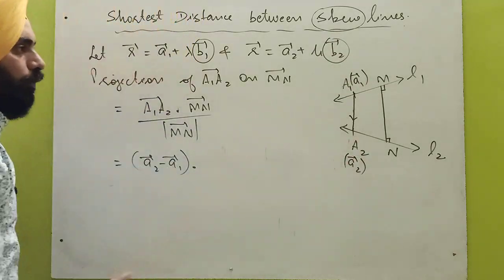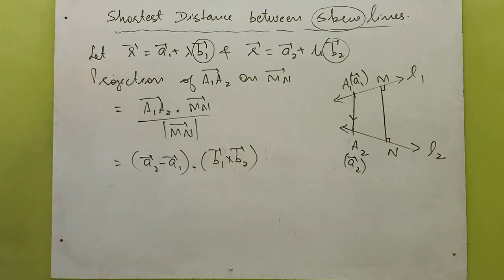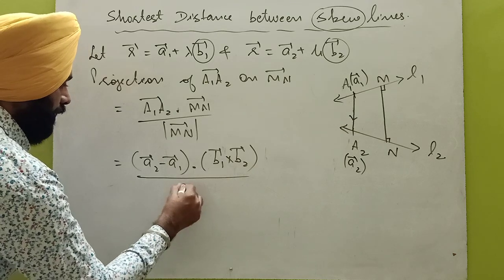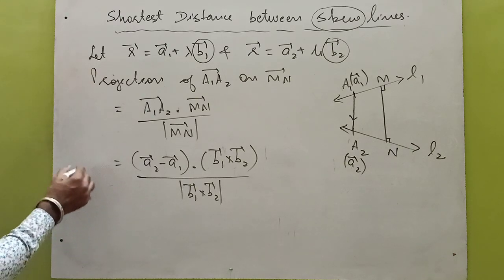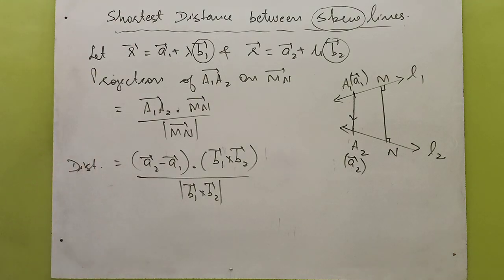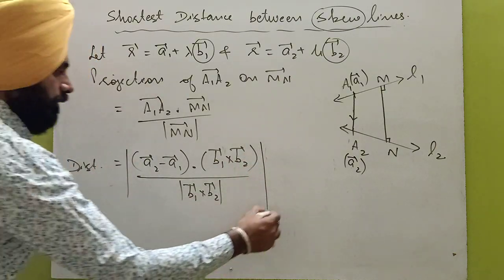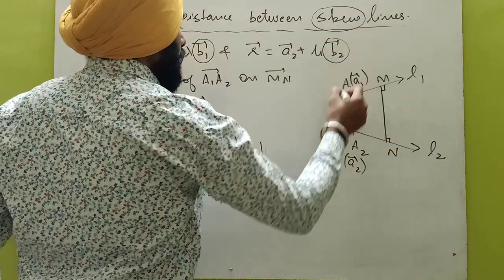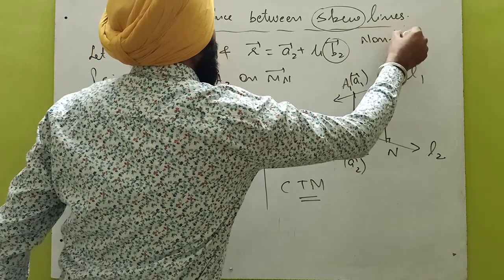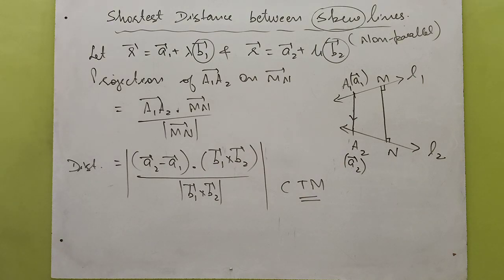Now the perpendicular direction will always be given by the cross product of two vectors over its magnitude, b1 cross b2 magnitude. So this is the formula for the distance between two skew lines, and let us take mod also because distance cannot be negative. So this is the formula for the shortest distance between two non-parallel lines. Skew lines means non-parallel. This is very important, non-parallel.